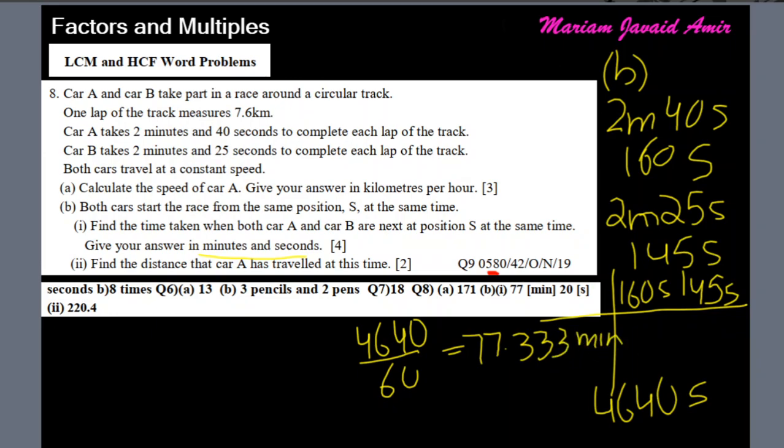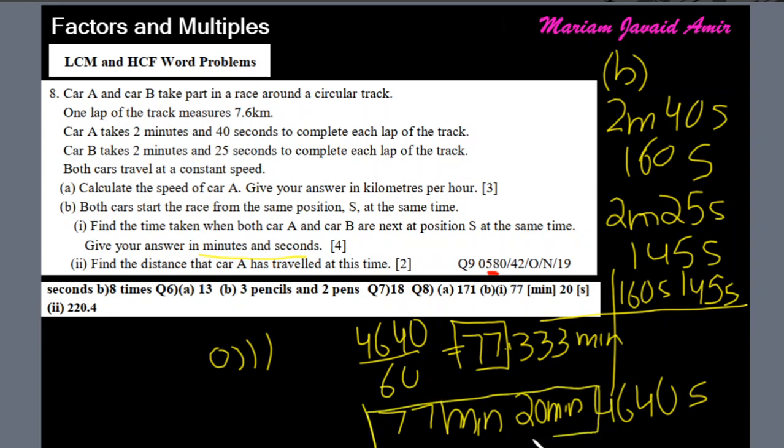And I need to give the answer in minutes as well as seconds. So one way of doing that is, this is 77 whole minutes and then some 0.333333 minutes. One way of doing it is, in your calculator you will find this key which has a circle and then 3 commas. When you press it, you will simply get the answer in minutes and seconds. So it is showing me 77 minutes and 20 seconds.